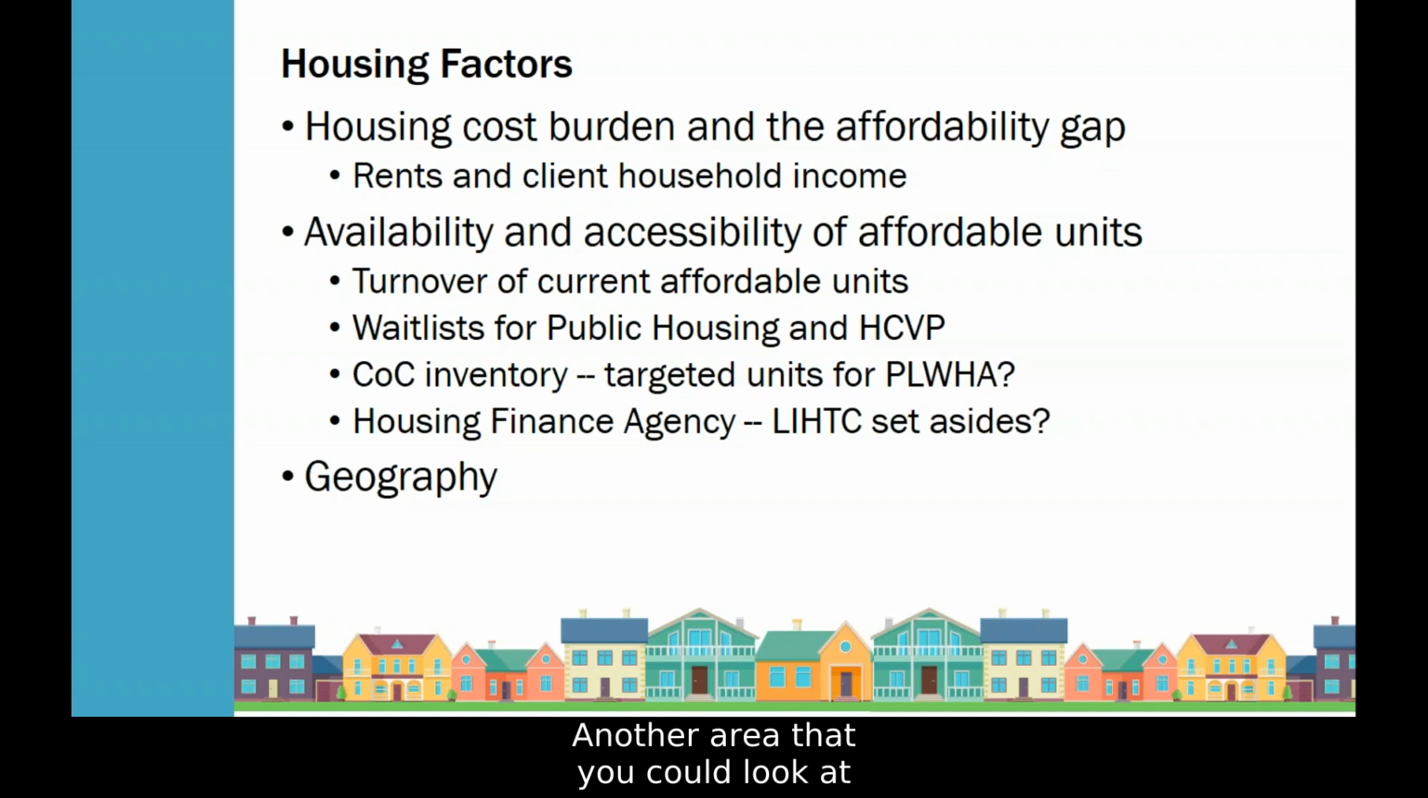Another area that you could look at is the availability and accessibility of existing affordable units. So looking at your affordable housing inventory, what does that look like? And not just specific to units that are dedicated to people living with HIV or AIDS, but what does it look like overall in the community? What affordable opportunities are actually out there? What is the turnover rate for those units? What is the status of wait lists for public housing and the Housing Choice Voucher Program? Also thinking about looking at the CoC inventory. Are any of those units currently targeted to people living with HIV or AIDS?